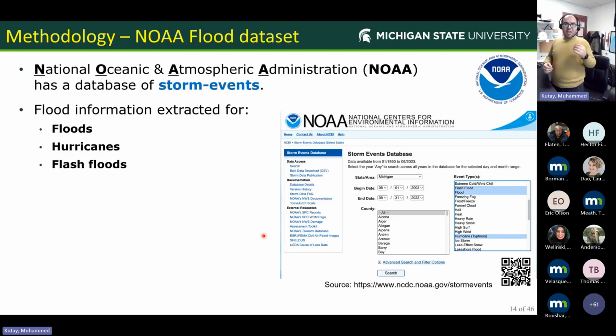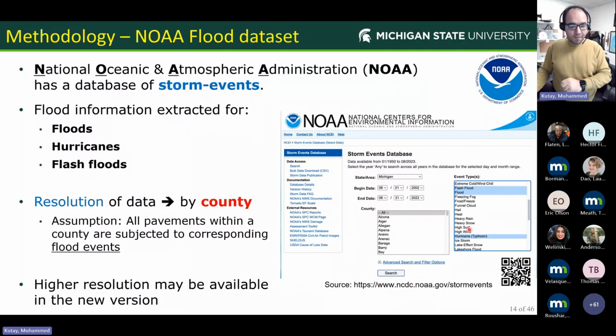So the next source of data is the flooding data set. We are going to use the NOAA data set for the storm events. You can see this is the website where you can choose a date and then export all different event types. So we are extracting the floods, hurricanes, and flash floods from 2002 to 2022, which is 20 years of pavement design for all HPMS sections.